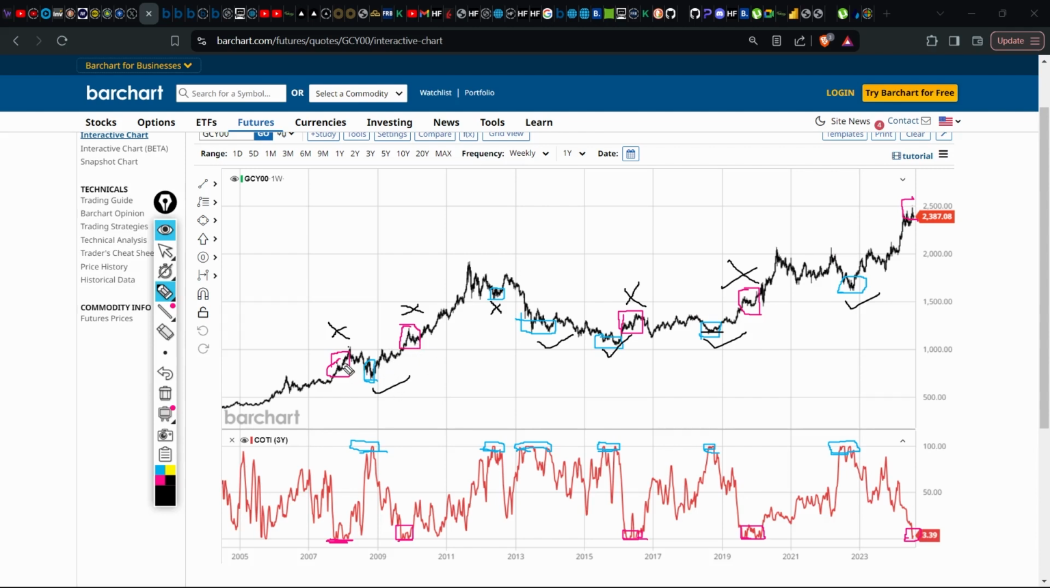So this index is not very reliable when it comes to trying to call a market top. It's very useful when you're trying to catch a bottom, like we see here and here and here and here and here. But when you're trying to call the top, this index will probably get you liquidated. All right, nice. So I believe that is clear.